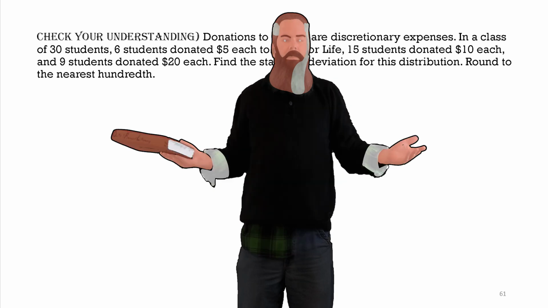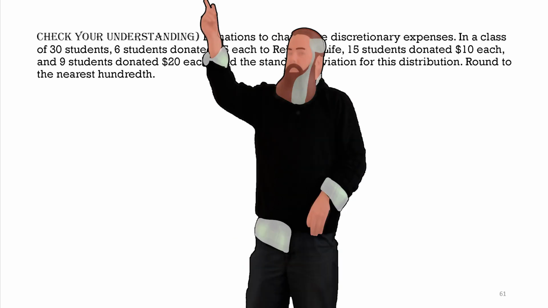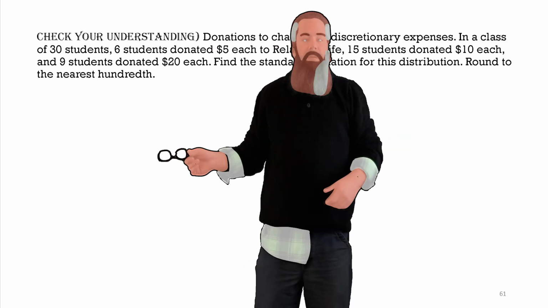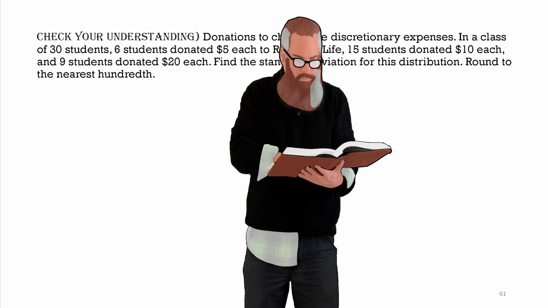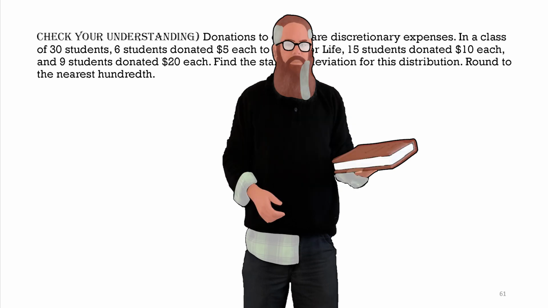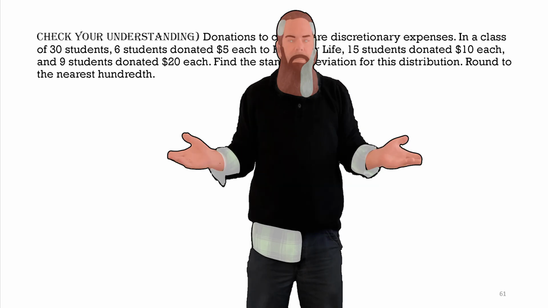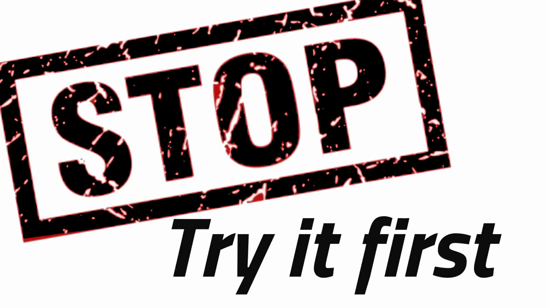Let's check your understanding and look at the donations to charity that are discretionary expenses. In a class of 30 students, 6 students donated $5 each to Raylan for Life, 15 students donated $10 each, and 9 students donated $20 each. Find the standard deviation for this distribution and round to the nearest hundredth.